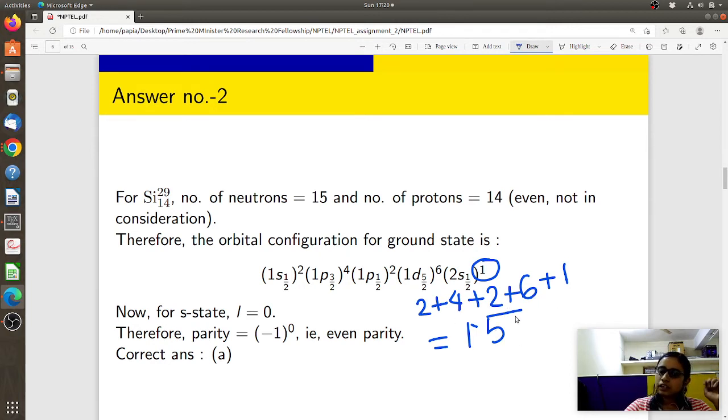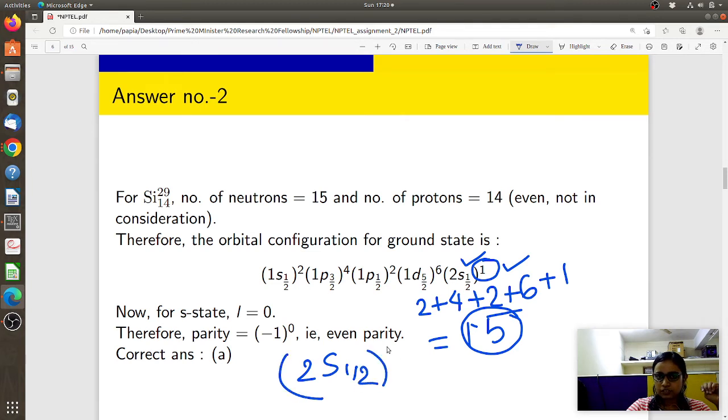So it is a 1s configuration. Coming to the last one, this is responsible for the nucleus property. So in that last one, what is the last one? I can write here: the last one is 2s1/2.